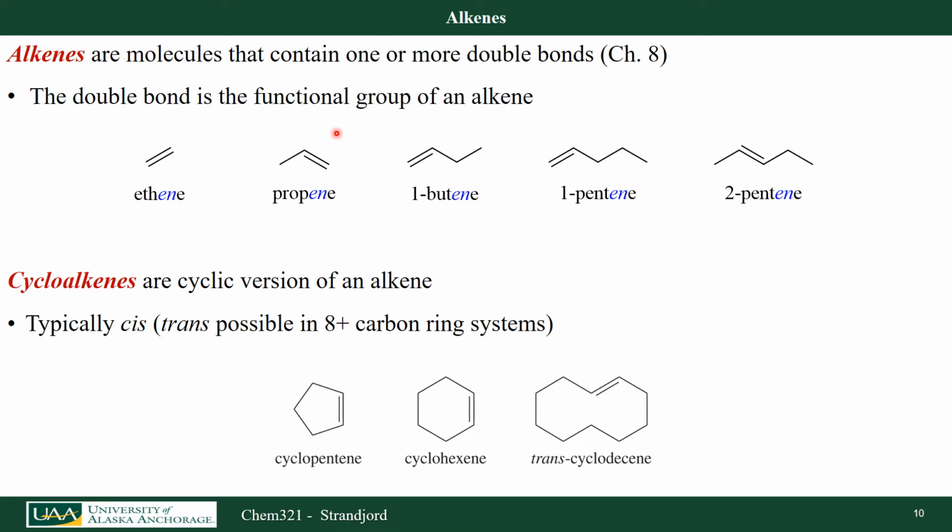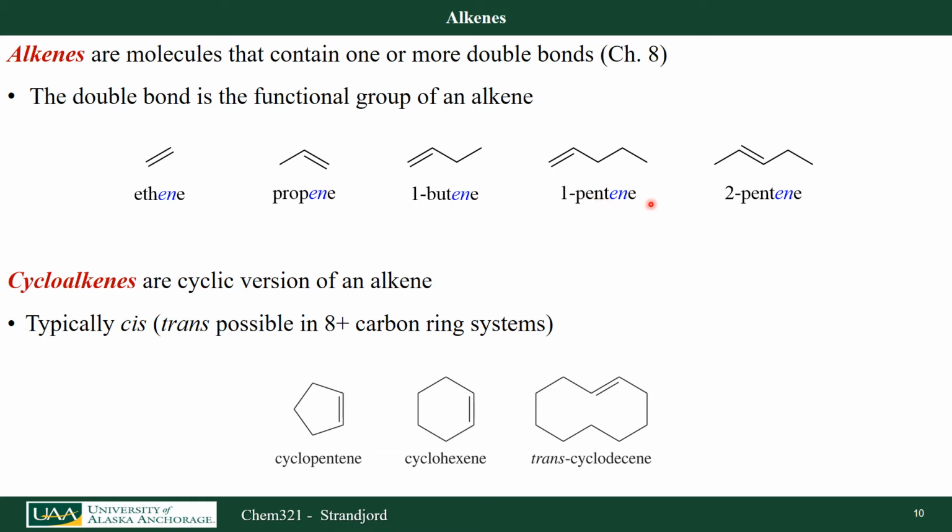Alkenes are hydrocarbons that contain 1 or more double bonds, and we're going to discuss that in a later chapter. The double bond is a functional group, and this functional group is very reactive. If I have 2 carbons, 1, 2, we call this ethene, eth meaning 2. If I have 3 carbons and I have a double bond somewhere, this is a propene. If I have 4 carbons, this is a butene.